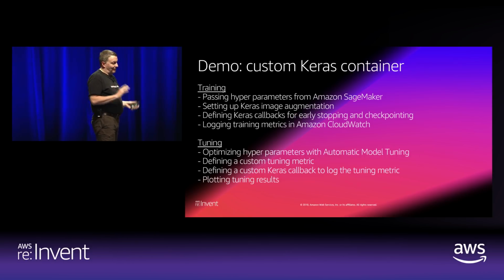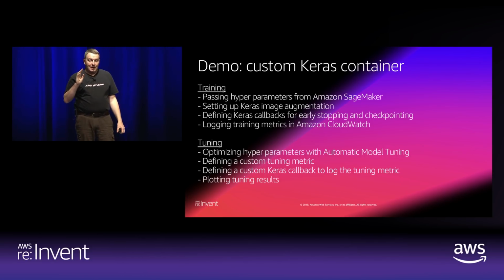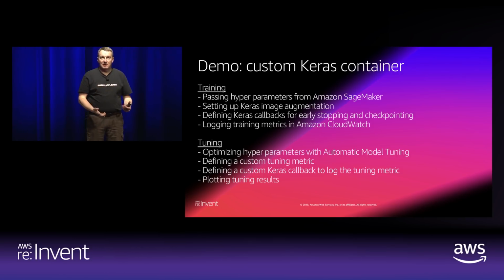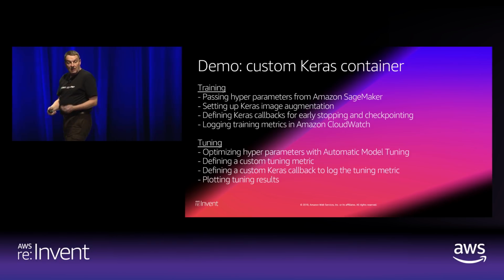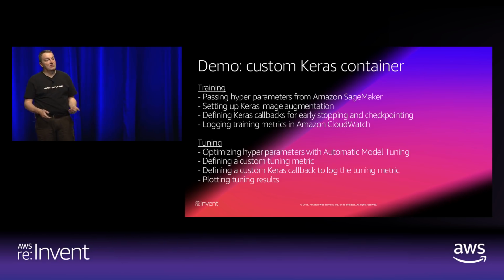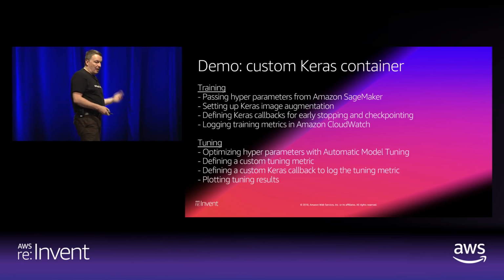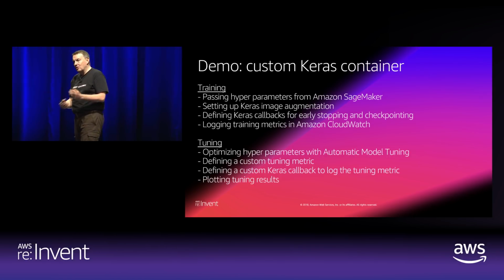We're going to do lots of things here, so it's good that I have plenty more time. I want to show you a mix of things. Obviously, how to train Keras on SageMaker, so building a custom container. How do we pass hyperparameters from SageMaker to Keras? How do we get training metrics in CloudWatch? But I want to show you maybe some cool Keras things as well.